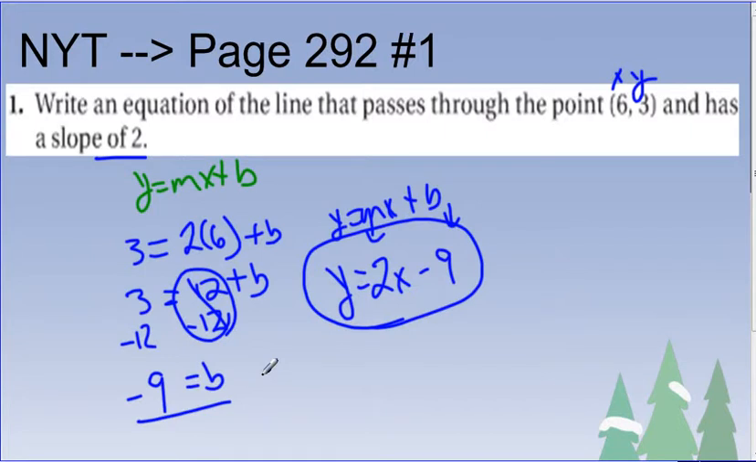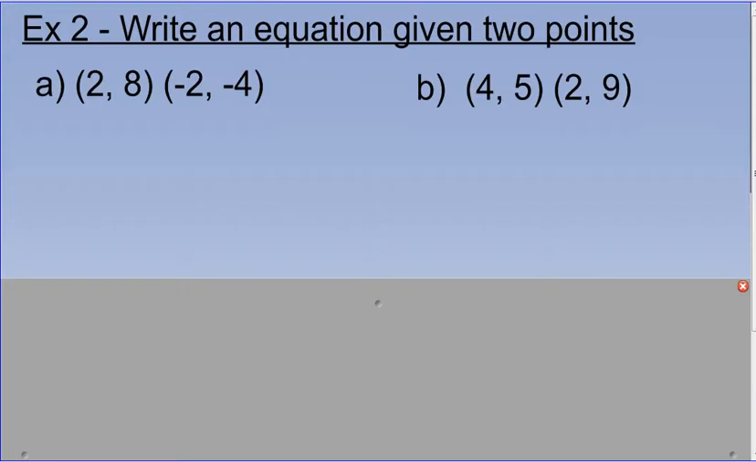Now the next example is basically the same exact thing, except they're not going to give us the slope. So we're going to have to do an additional step of finding the slope, then do all the same stuff over again. For example, write an equation given 2 points. It's just giving us these 2 points, and we need to write the equation in slope-intercept form.